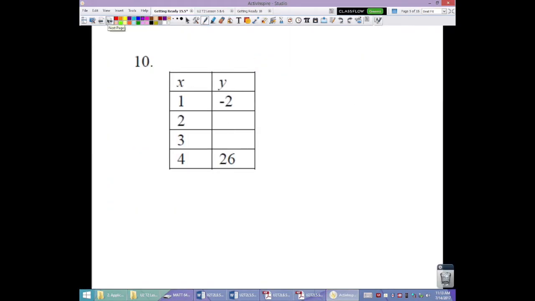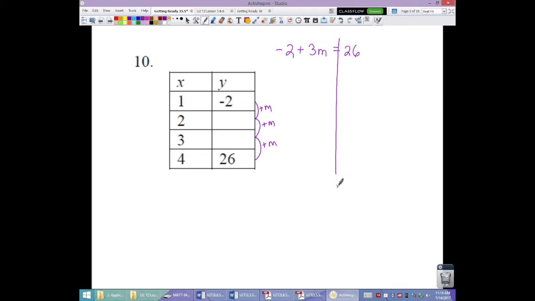Okay, number 10. Again, we only know it's arithmetic because of the directions. Nothing about the table says arithmetic. So we're starting at -2. Because it's arithmetic, we're going to add m once, twice, 3 times. Yes, there are only 2 missing values, but that m value, that common difference, must have been added 3 times to get from -2 to 26. So I'm going to add 3m and end at 26.